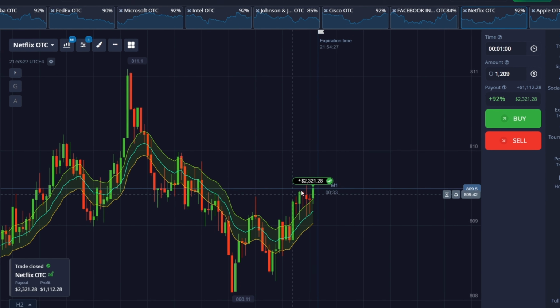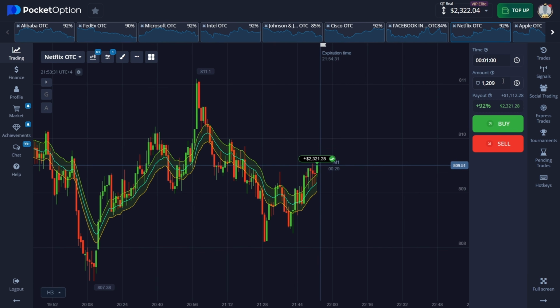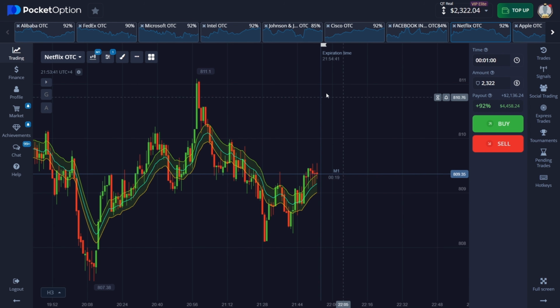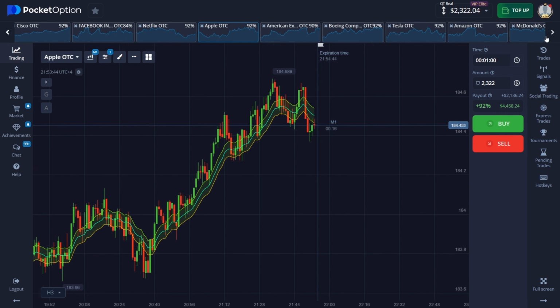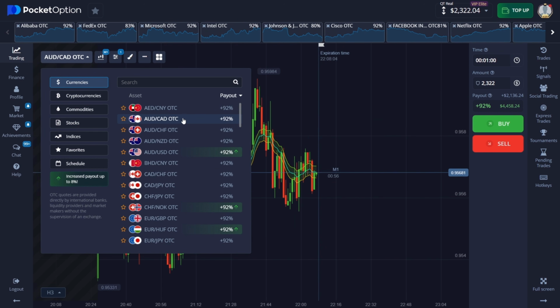With only a few seconds left, we won the trade. My balance turned into $2,322. So let's find a trade for $2,322. Let's check for a trade on currency pairs again.